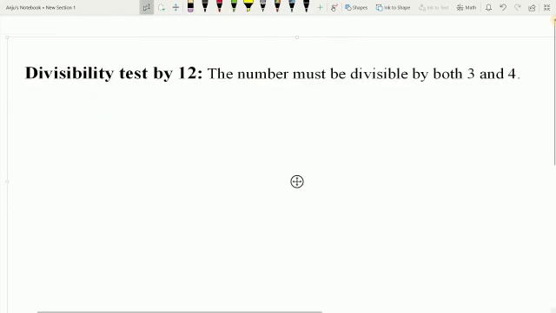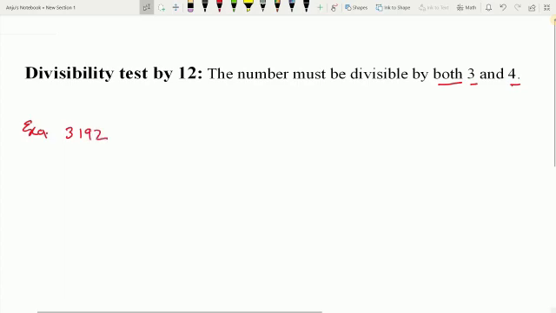Next, we check the divisibility test by 12. The number must be divisible by both 3 and 4. Means a number which is divisible by both 3 and 4 will also be divisible by 12. So let us understand it with the help of one example. Here I have taken number 3192.